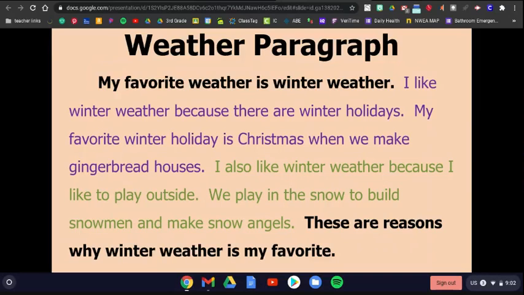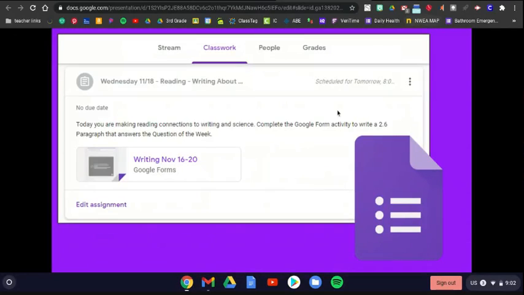Now, I don't want to confuse you because you're not writing about winter weather today, and I might have confused you. But I wanted to give you a cool, interesting example of how to write a 2.6 paragraph. Today, you're going to be writing about reading and science and making some connections. And your Google Form activity has the pieces of a 2.6. It looks like this in the Google Classroom.